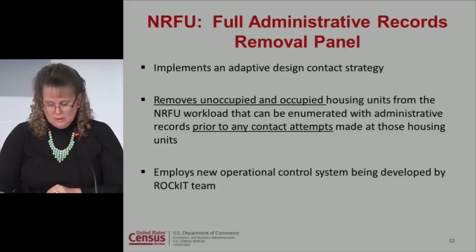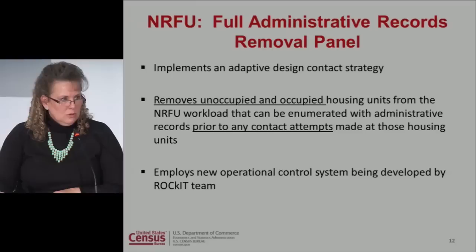If the enumerator cannot reach someone during an in-person contact attempt, the enumerator will leave a notice of visit with information for the respondent to either respond via the internet or through calling telephone questionnaire assistance. This panel will use the enhanced operational control system developed by the Rocket team discussed earlier today.